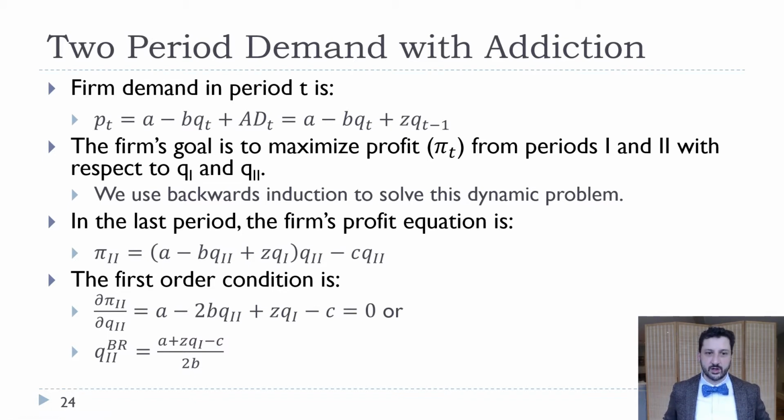So in the second period, the last period, the firm's profit is (A minus B Q2 plus Z Q1) times Q2. So this is the price times the quantity, minus C times Q2. We solve the first order condition: A minus 2BQ2 plus ZQ1 minus C equals 0. And then that's our amount in period 2. So our best response in period 2 is (A plus ZQ1 minus C) over 2B. So that's just like our normal monopoly amount, except we have this extra parameter ZQ1.